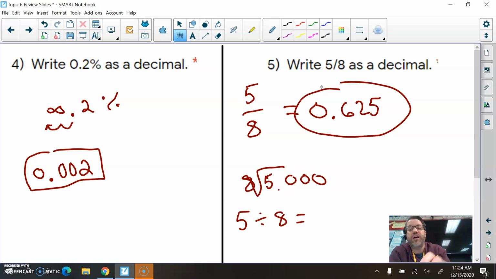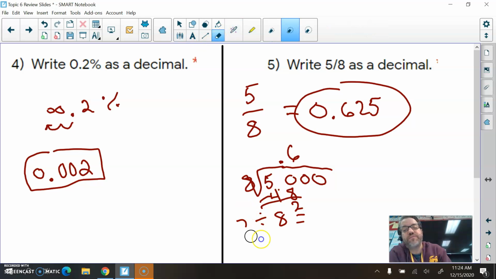Okay. By the way, I did not do that mentally. I have the eighths memorized because they're very common. If you did this by hand, 8 times 6 is 48. You'd get a remainder of 2. I got to clear this out here.